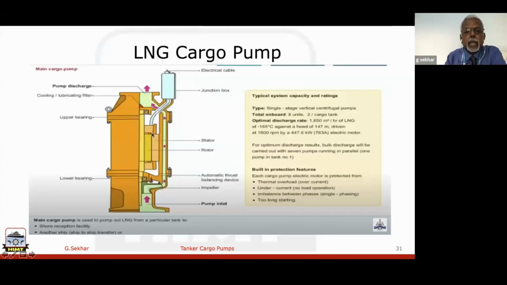you see the motor is also here. So this is the stator, this is the rotor, and this is the junction box, and the electric cable is coming all the way, and this is connected to the motor, and this is the discharge pipe. See, pump discharge here, I think you are able to see. Pump discharge is going all the way. So the liquid enters at the pump inlet side here, and this is the pump impeller. The cargo flows all the way through, you can see the pink color arrow, and through the discharge pipe it goes all the way.